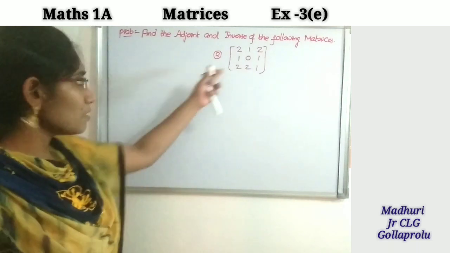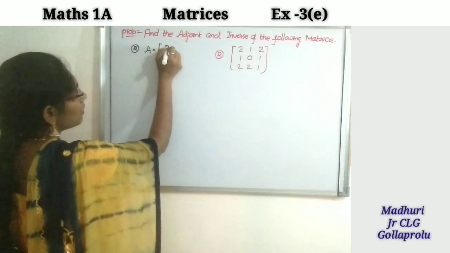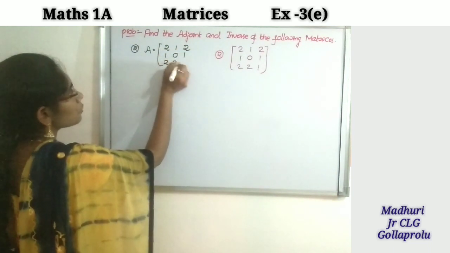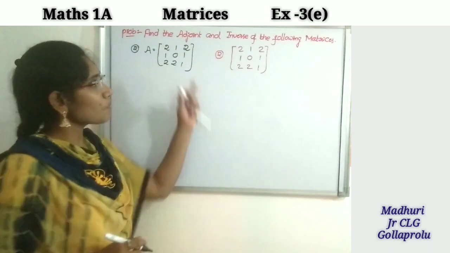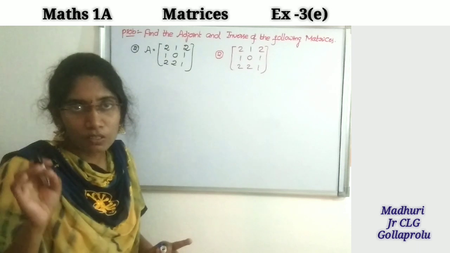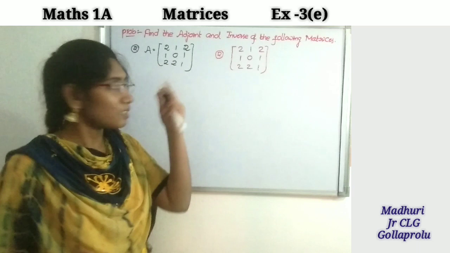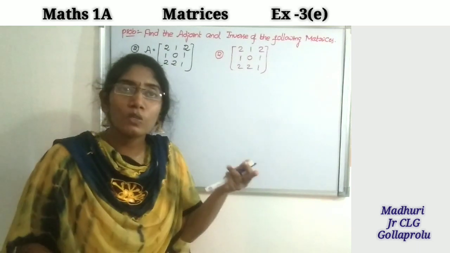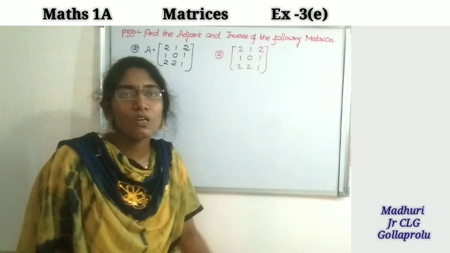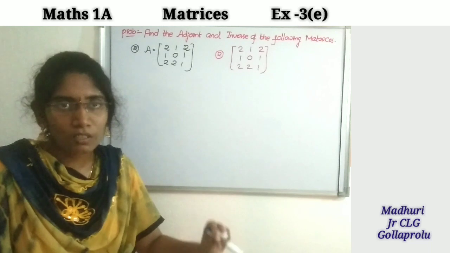Okay, so the second question. Here also, first I take the matrix equal to A. A is equal to [2, 1, 2; 1, 0, 1; 2, 2, 1]. Now what is the given question? Find the adjoint and inverse of the matrix. Here we have one easy formula to find the cofactor matrix. What is the adjoint matrix? Since this is a 3 by 3 matrix, the adjoint matrix is equal to the cofactor matrix whole transpose.